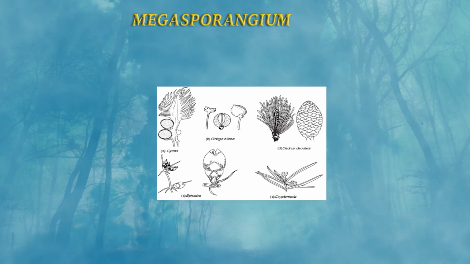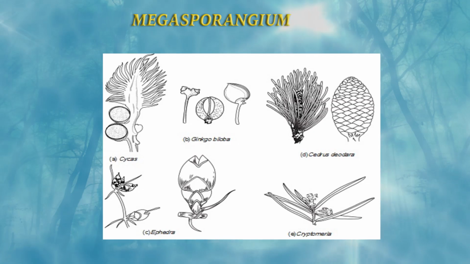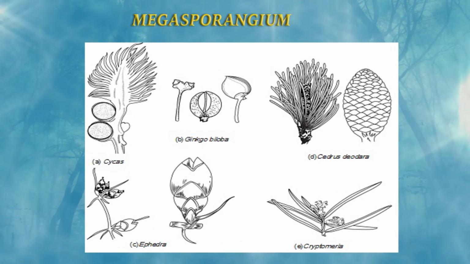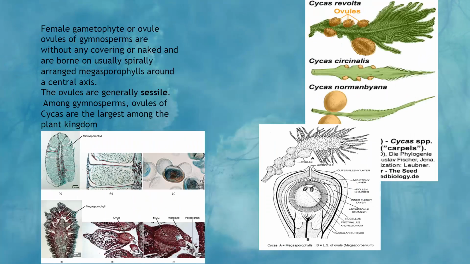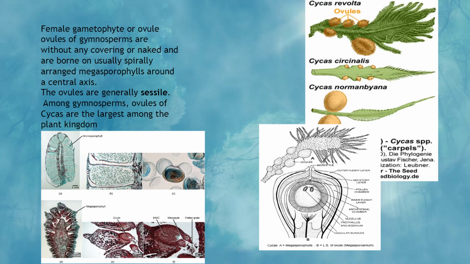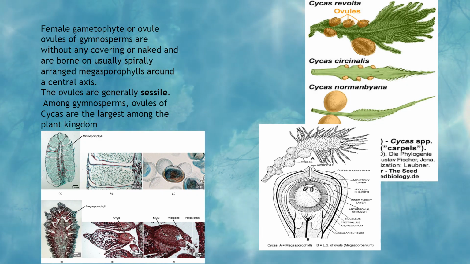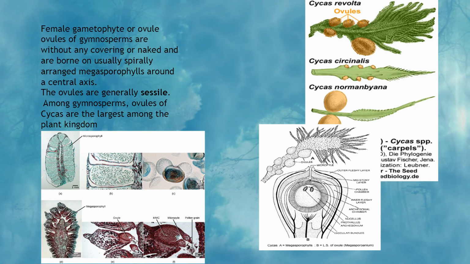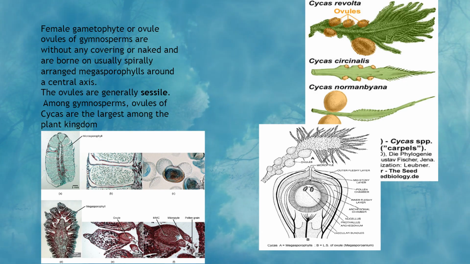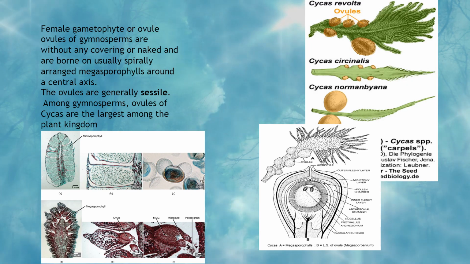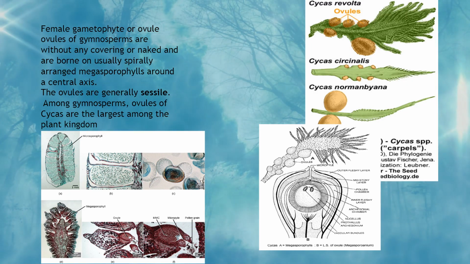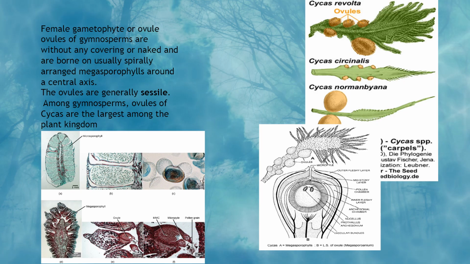Now, let us talk about megasporangia. As you have studied about the microsporangia, the megasporangia makes the ovule. So, these are the different types of megasporangia found on the megasporophyll. The female gametophyte or ovule of gymnosperms is without any covering, that is, naked, and is borne on a usually spirally arranged megasporophyll around a central axis. Examples are Cycas revoluta, Cycas circinalis, Cycas media.